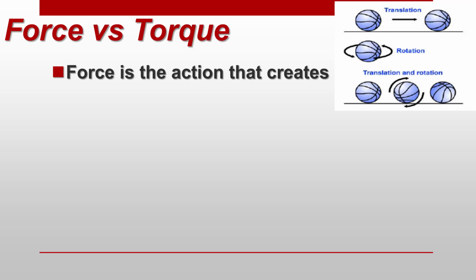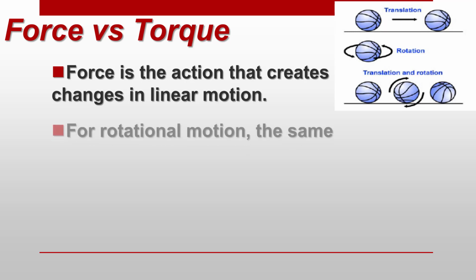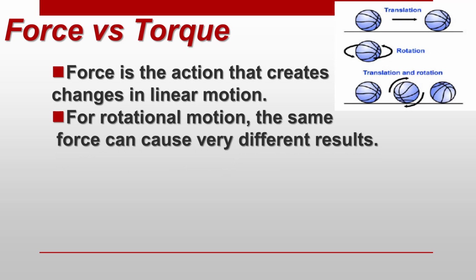So what is force? Basically it is the action that creates changes in linear motion. If there is no torque, then force alone will create changes in linear motion. For rotational motion, the same force can cause very different results. We are applying the same force, but the point of application is different and the way we are applying the force is different. That's why the same force can cause very different results.